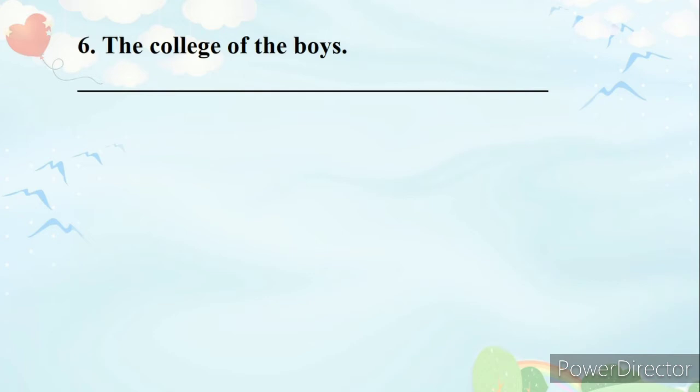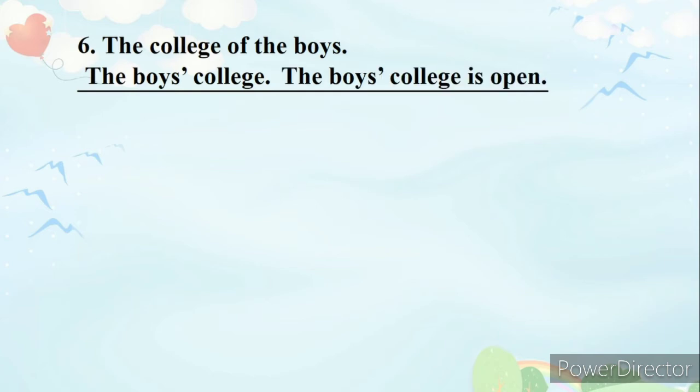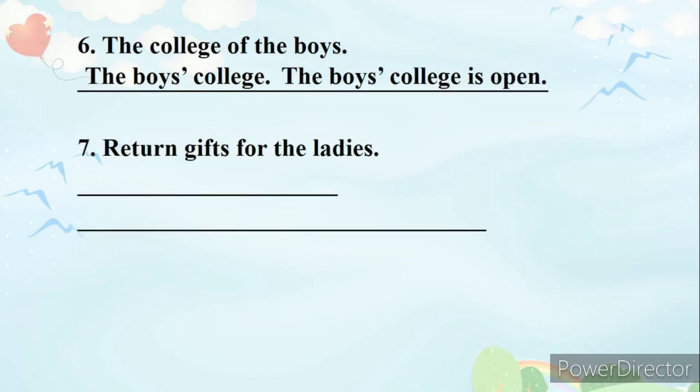Number 6. The college of the boys. Here the answer will be the boys' college. Dear students, notice here we haven't added apostrophe and S. We have only added an apostrophe because the noun boys ends with an S. So it will be boys' college. We have to add only apostrophe. And the sentence here is, the boys' college is open.